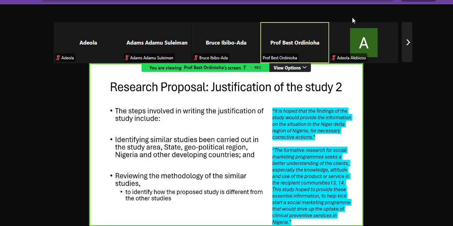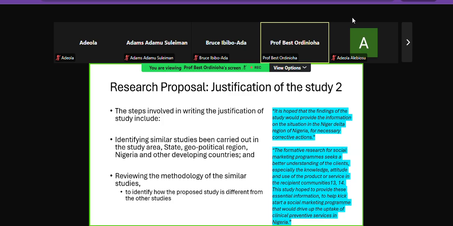I must say that the mistake I've seen with a lot of students is taking the significance of the study as the justification. No, the significance of the study is different from the justification. Justification is related to the study, the research gap, while significance has more to do with the contribution to knowledge or contribution to practice.